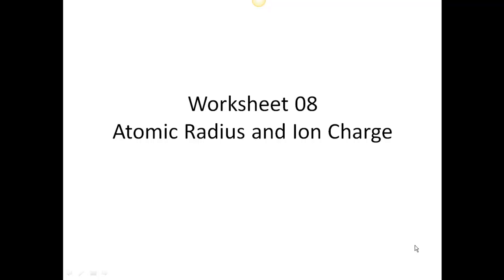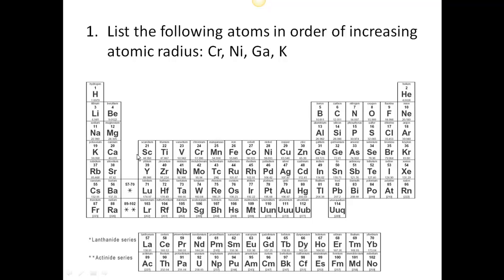Okay, folks, today we're going to talk about atomic radius and ion charge. This is going to move pretty quickly. List the following atoms in order of increasing atomic radius.